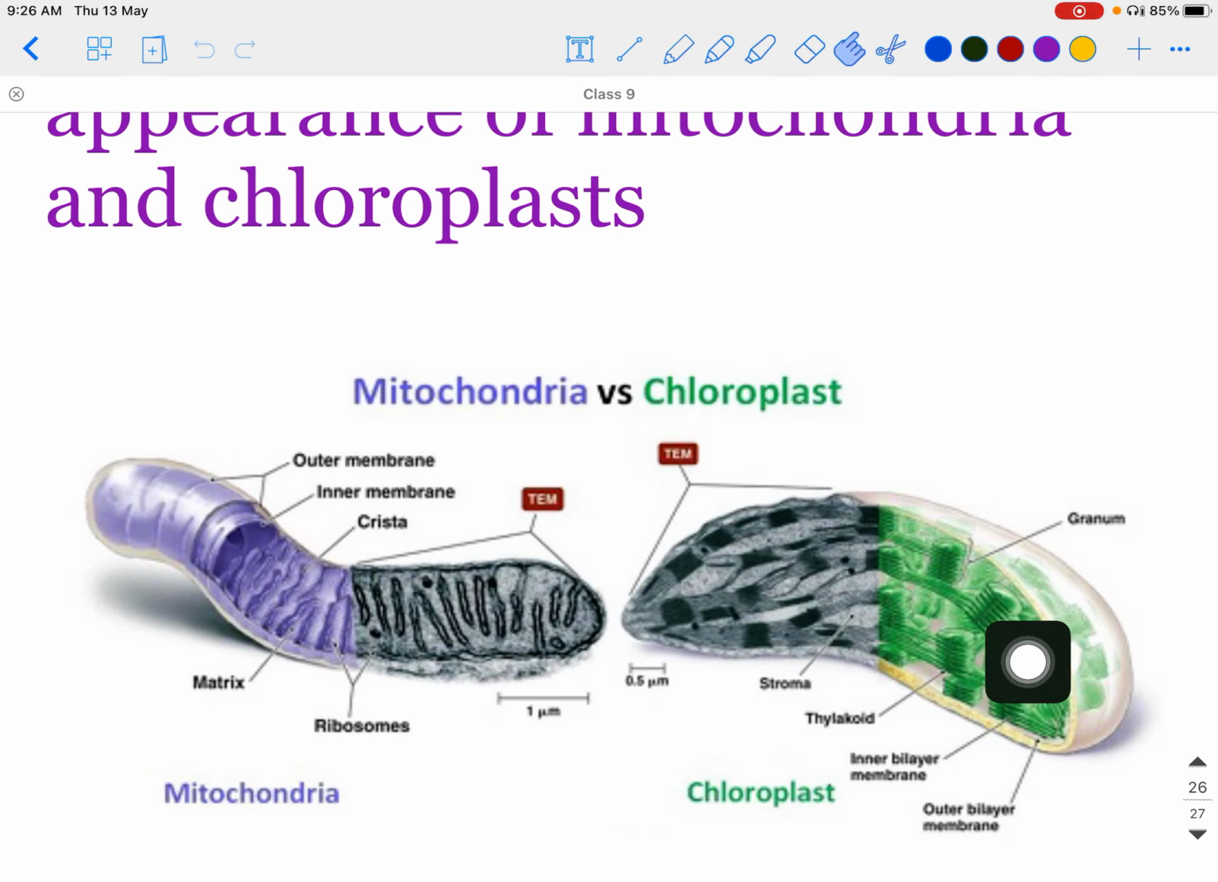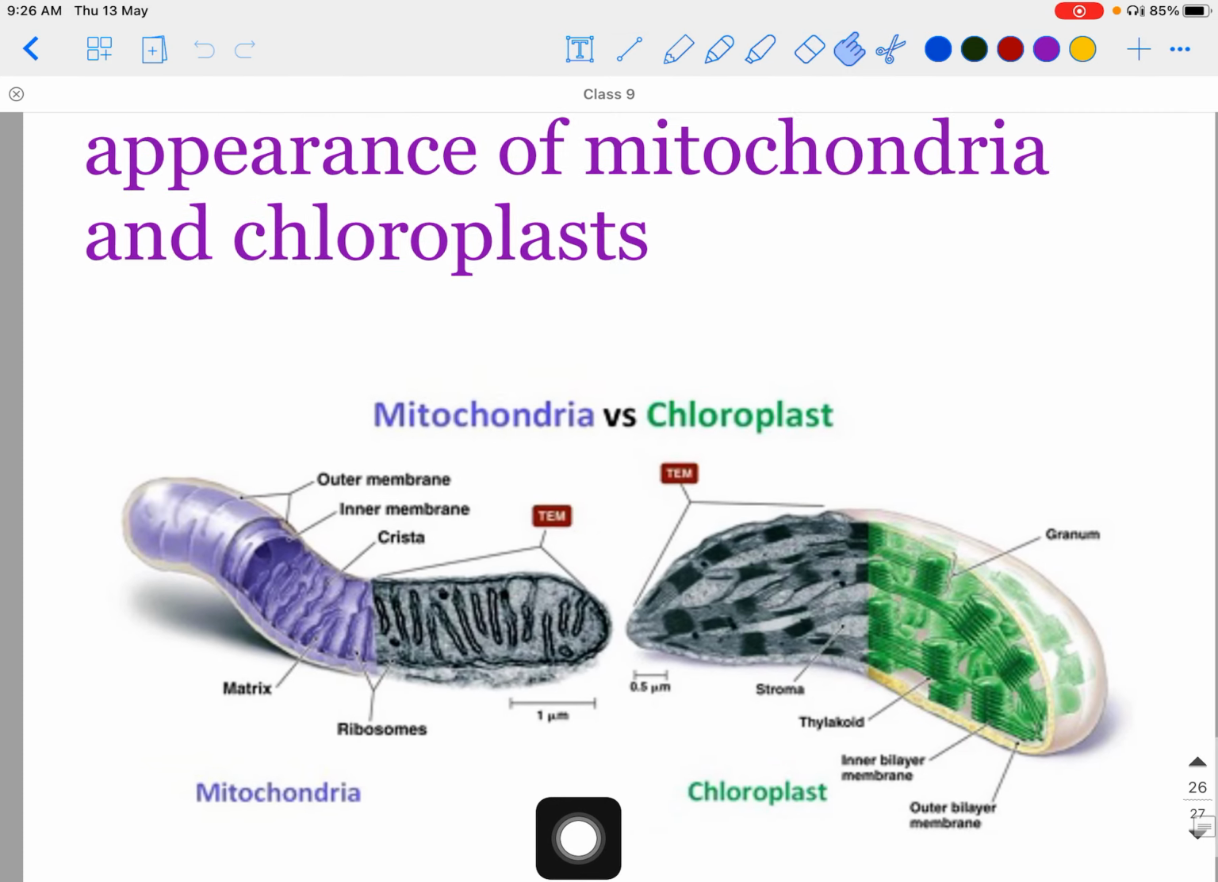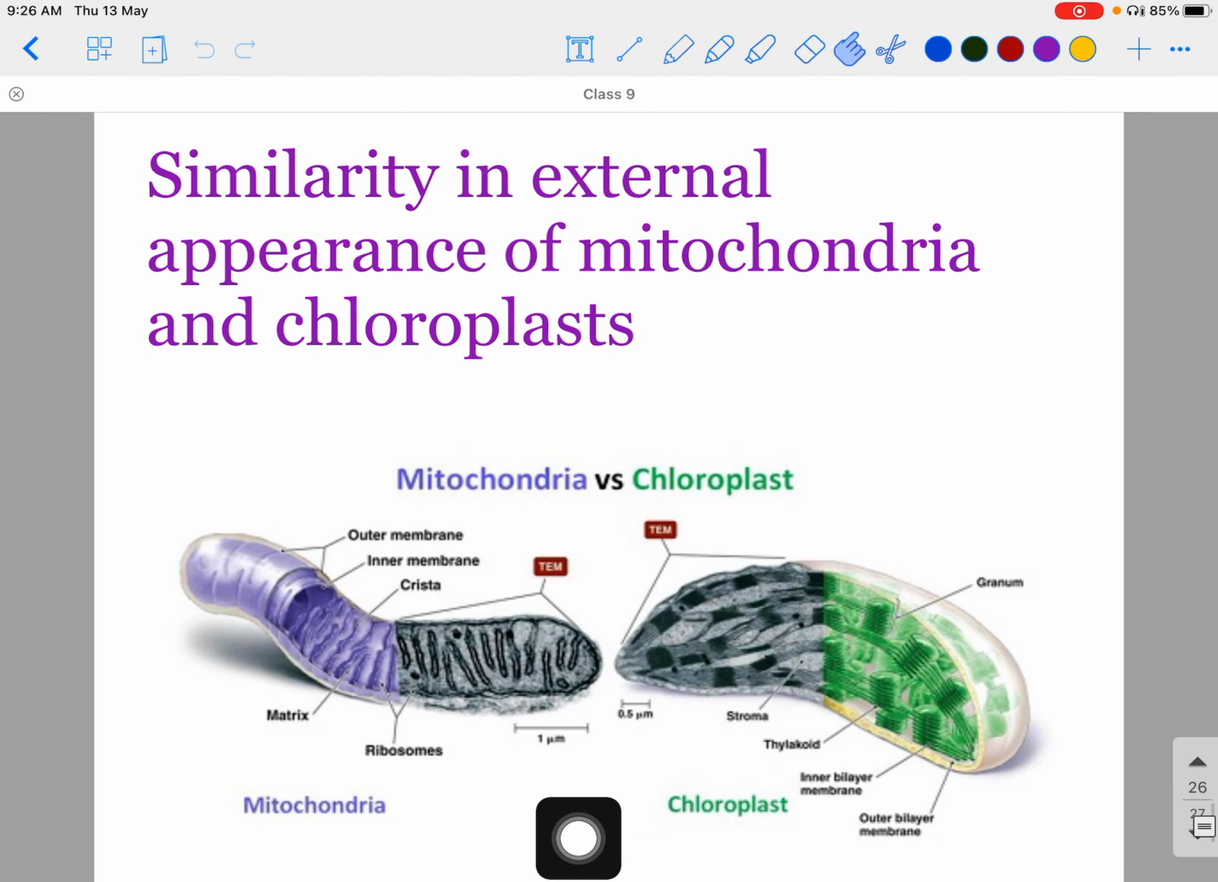But if we look at them from the external side only, then you can see that they are similar in structure. So if we cover this completely, we don't look at the internal structure, then externally mitochondria and chloroplast have a similar appearance. Similar external appearance is there.